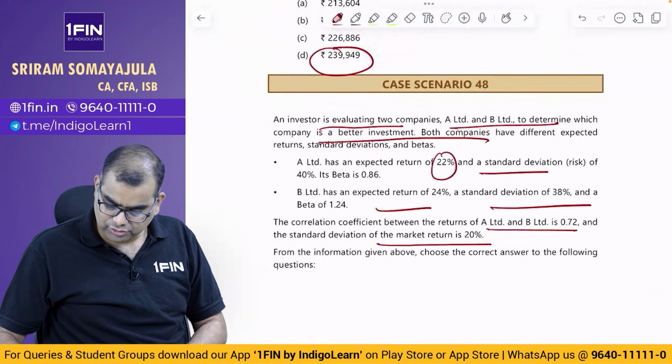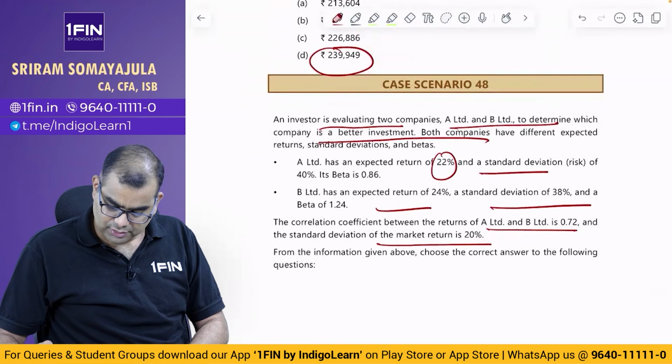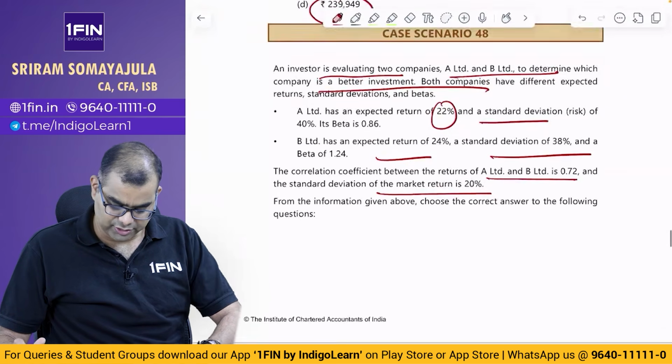70% of 0.22, 22 into 0.7, plus 24 into 0.3, we get 22.6.